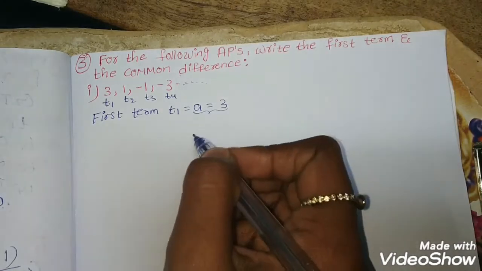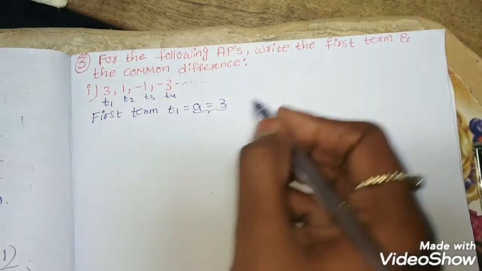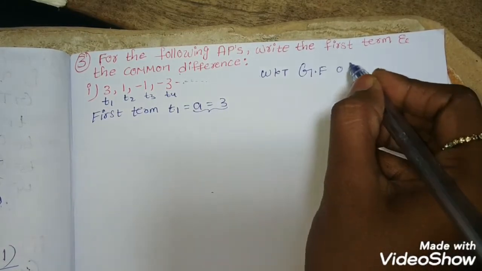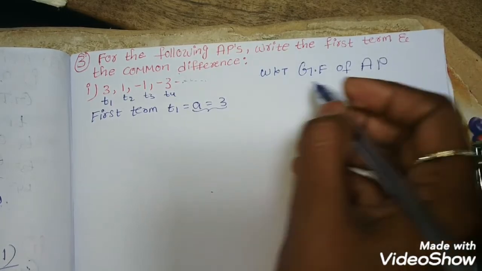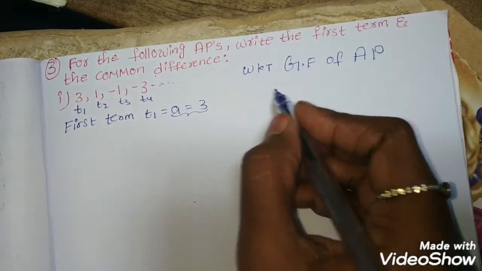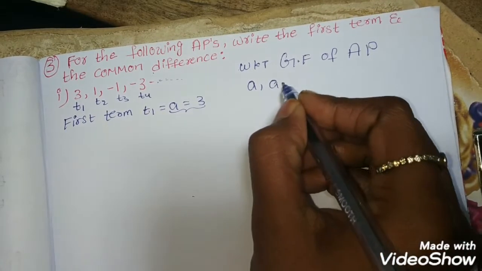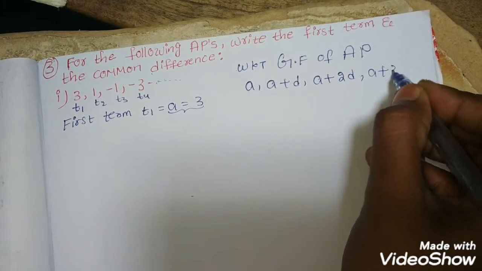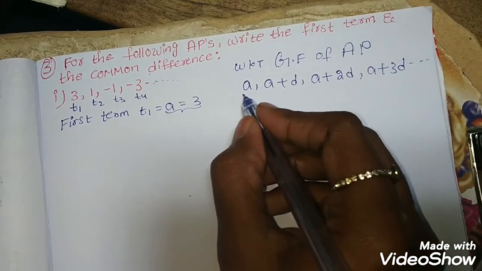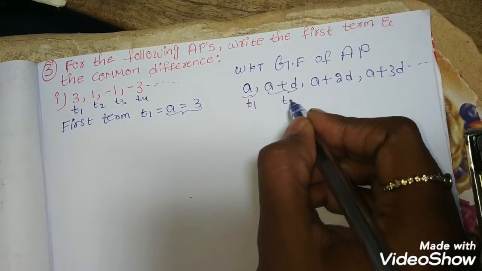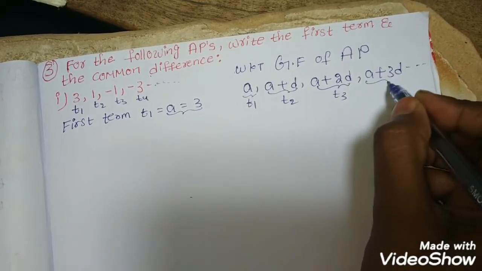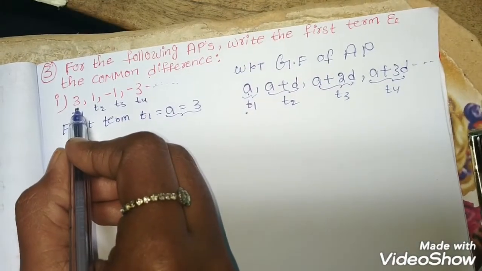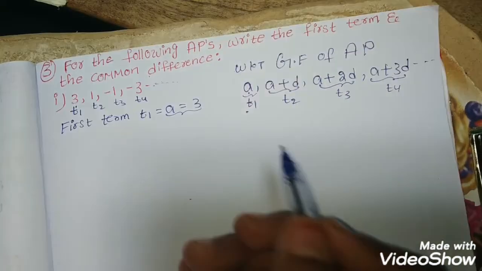What is a here? Already we know the general form of arithmetic progression: a plus d, a plus 2d, a plus 3d and so on. We know this. So this is term 1, term 2, like that. I discussed this before. This is term 4. So what is term 1? That is a. So here the term 1 in the series is 3. So our first term is 3.